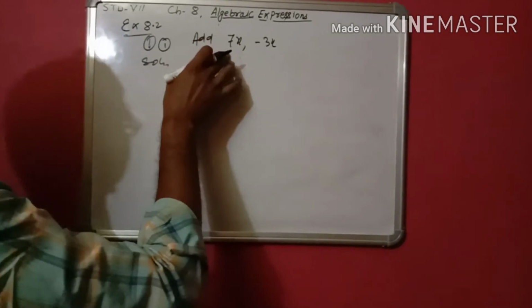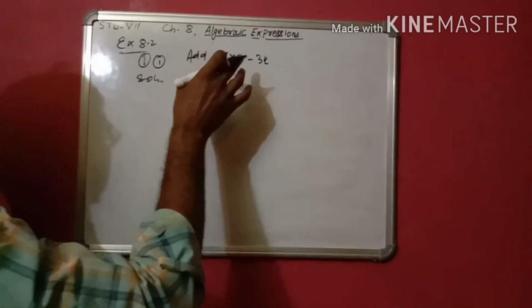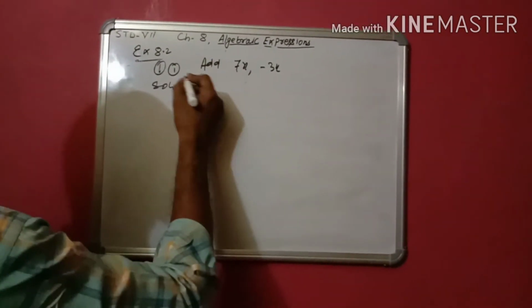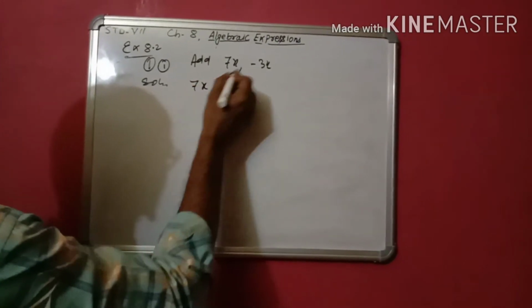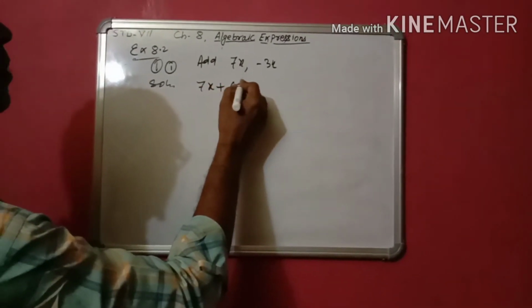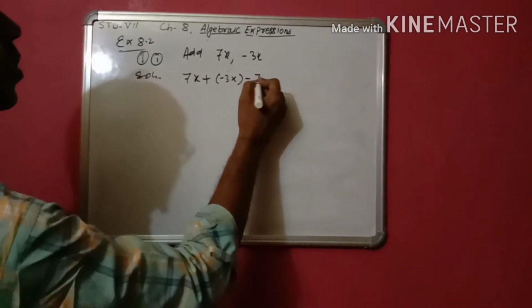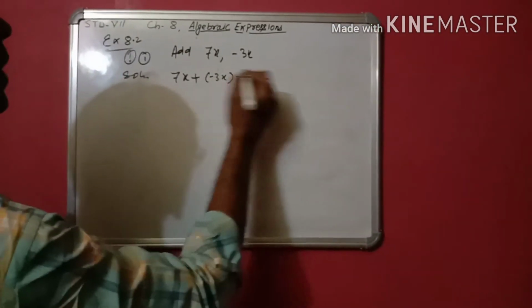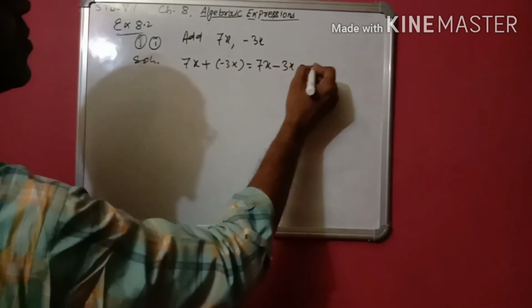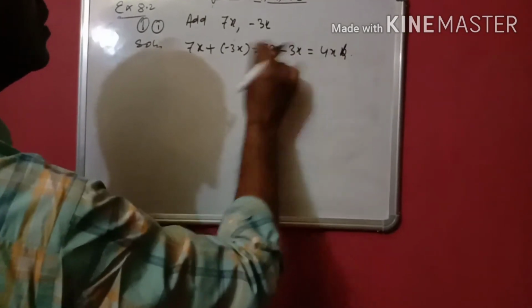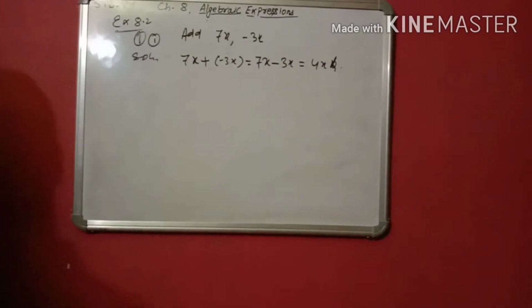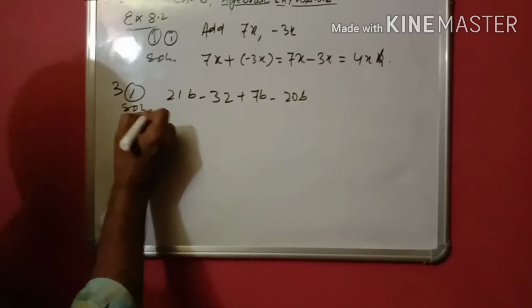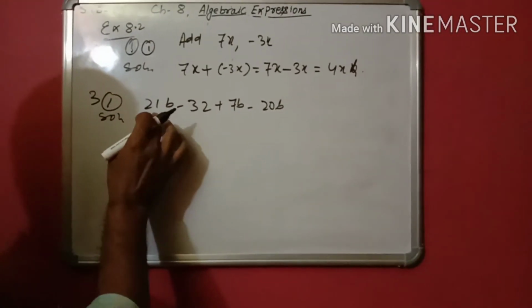8.2, these are the terms given, add them. So I can write 7x plus minus 3x means what? 7x plus minus 3x. Therefore this is 4x. This is our answer by adding. Write down please.